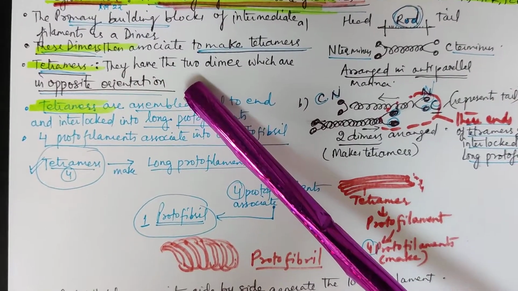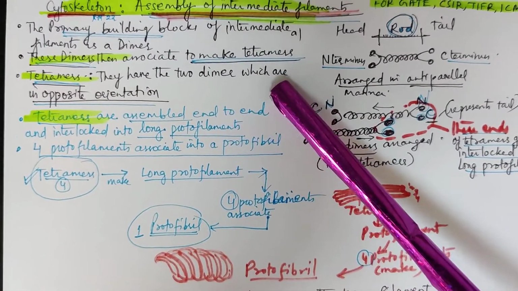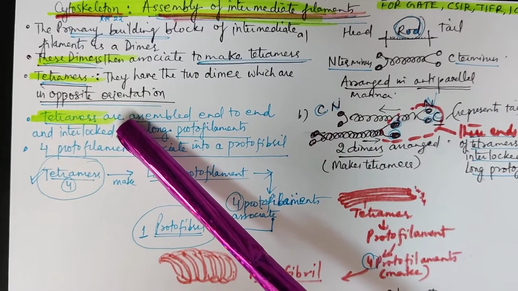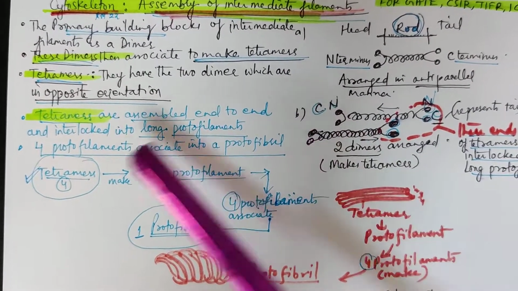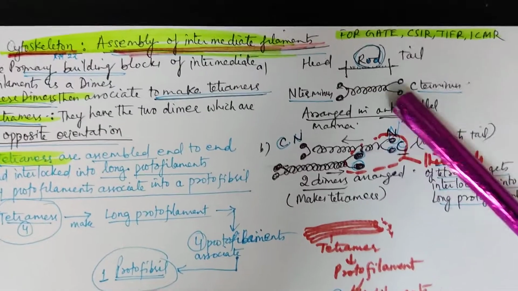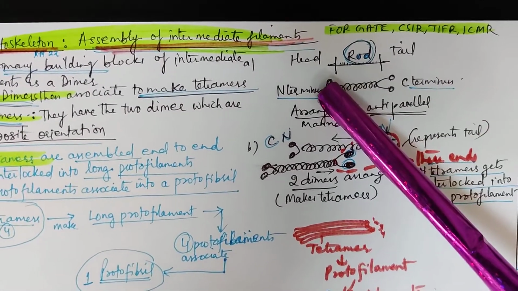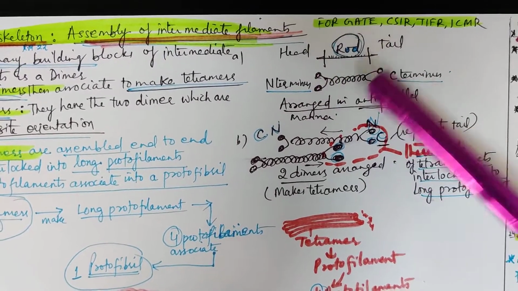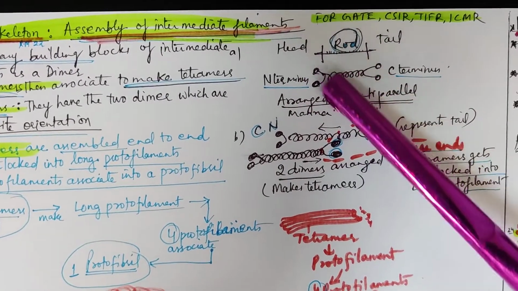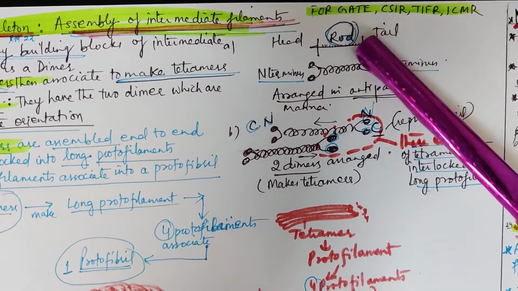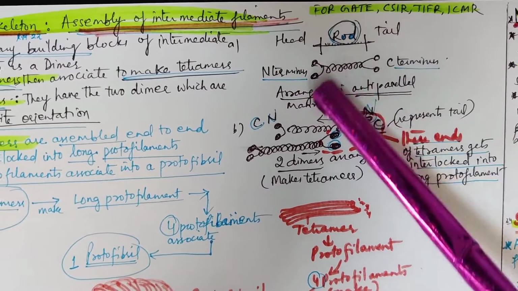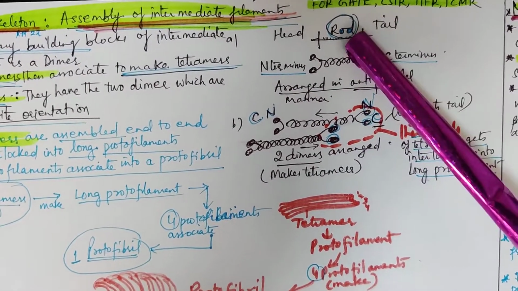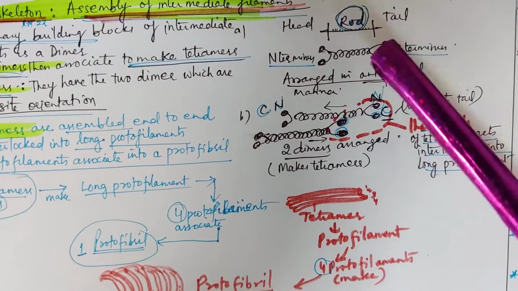The primary building block of intermediate filaments is a dimer. These dimers then associate to make tetramers. Tetramers have two dimers in opposite orientation. Here is a diagram where the head and tail are written. These are the two dimers, seen as lines kept perpendicular, and between them is the place which is written rod.